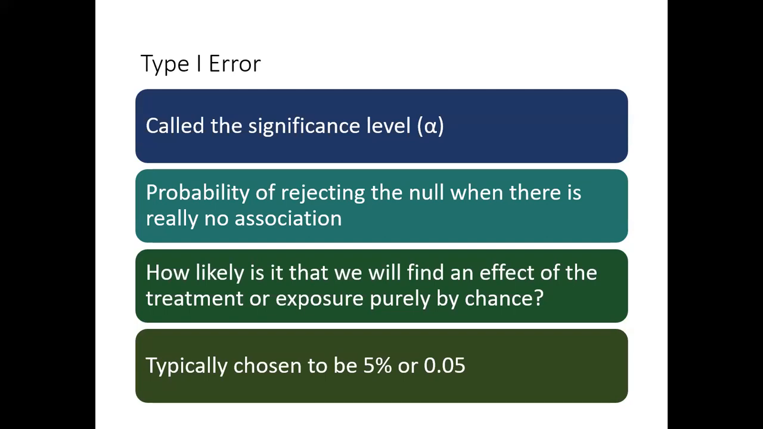And we refer to that as the significance level, or alpha. So it's the probability of rejecting the null when there's really no association. So this is the probability or how likely it is we'll find an effect of the treatment or exposure by chance. So typically we can choose this and we try to keep it low, around 5%.